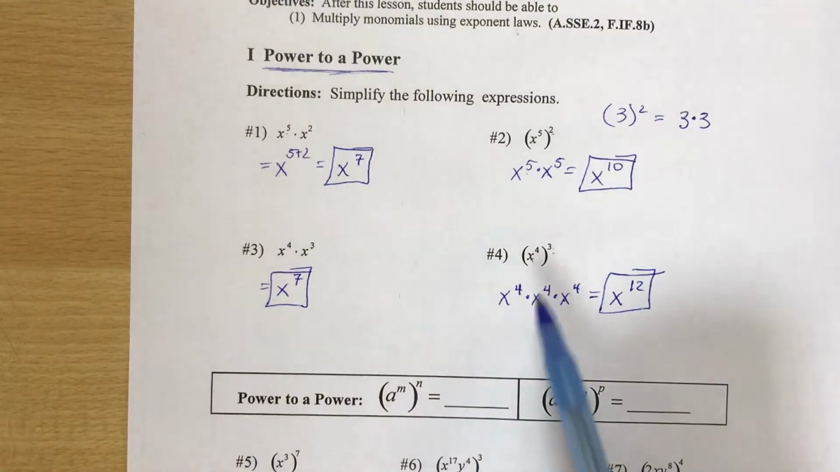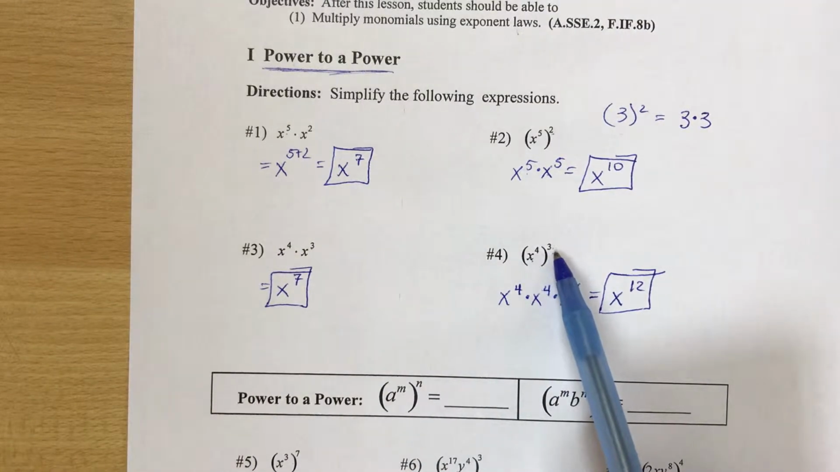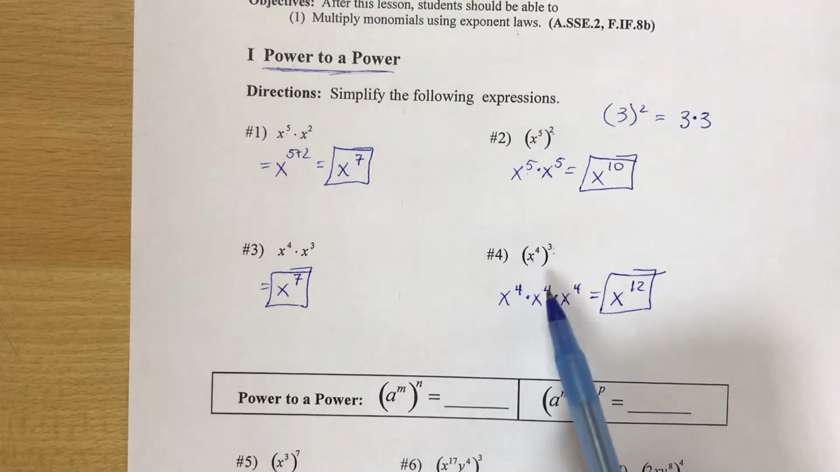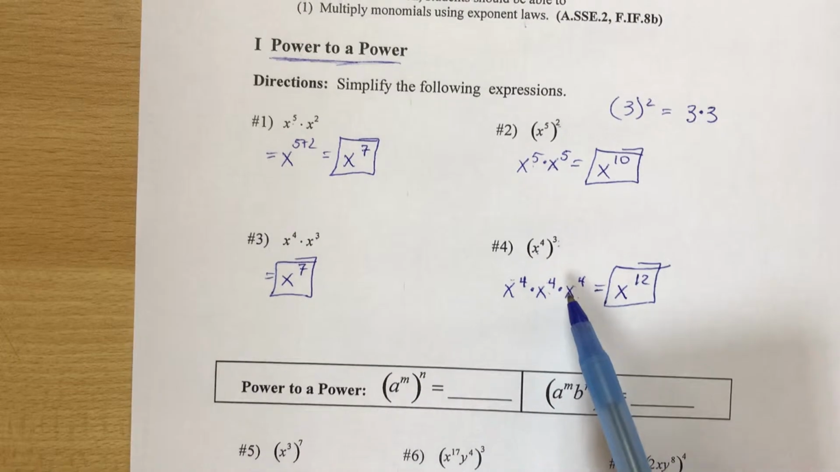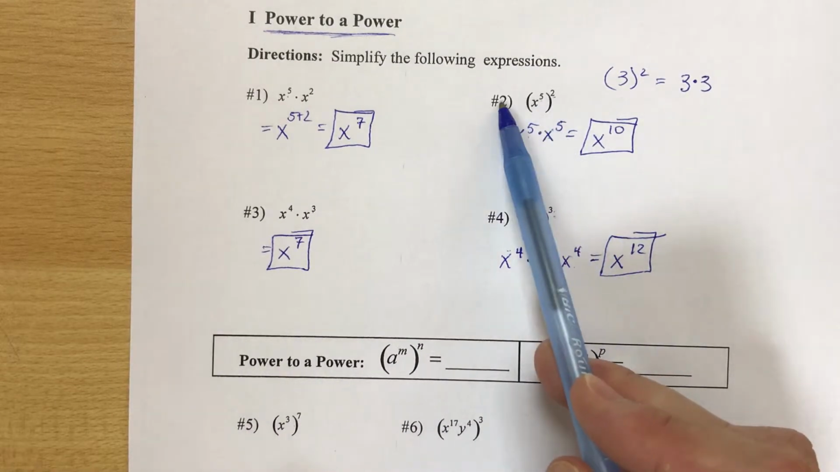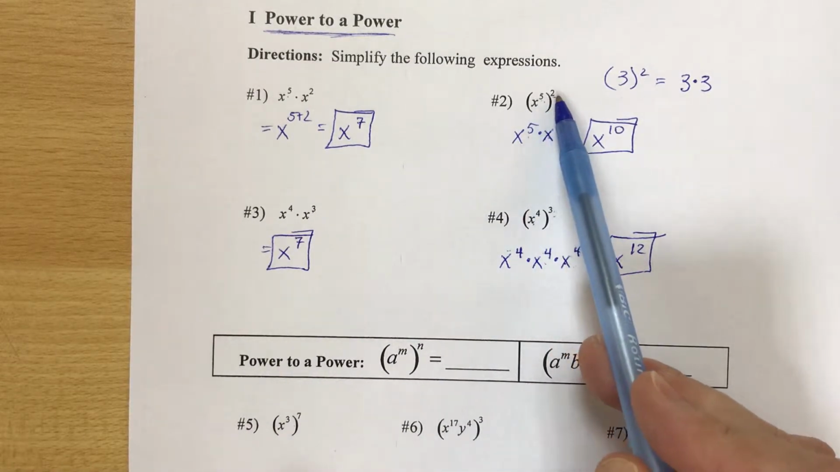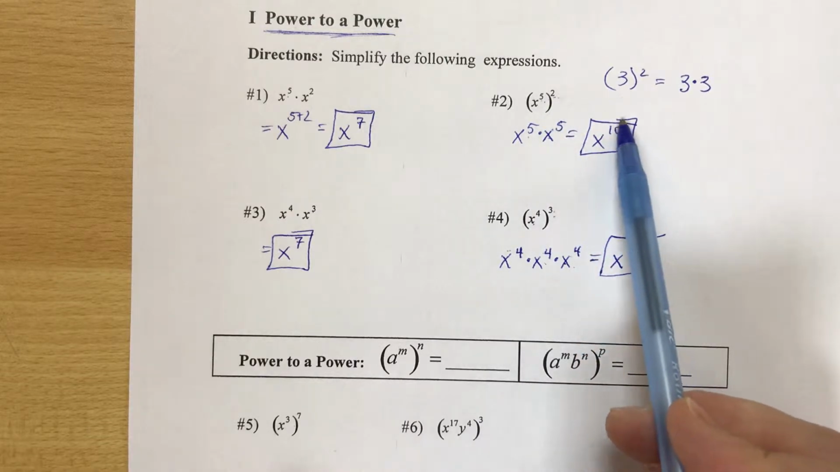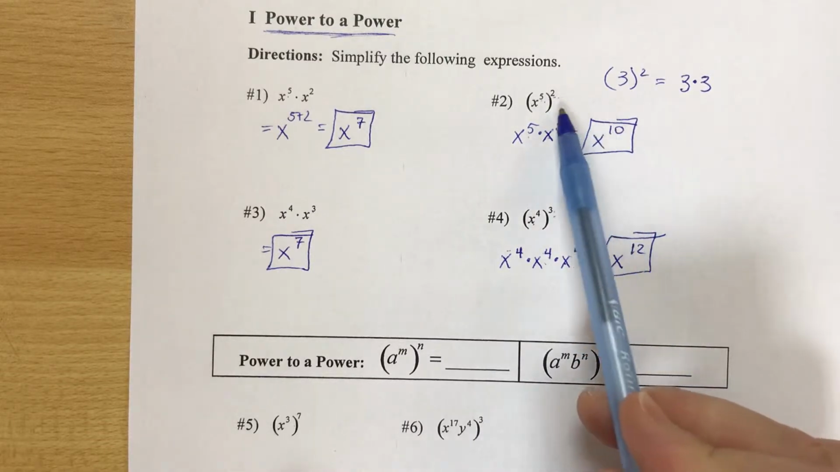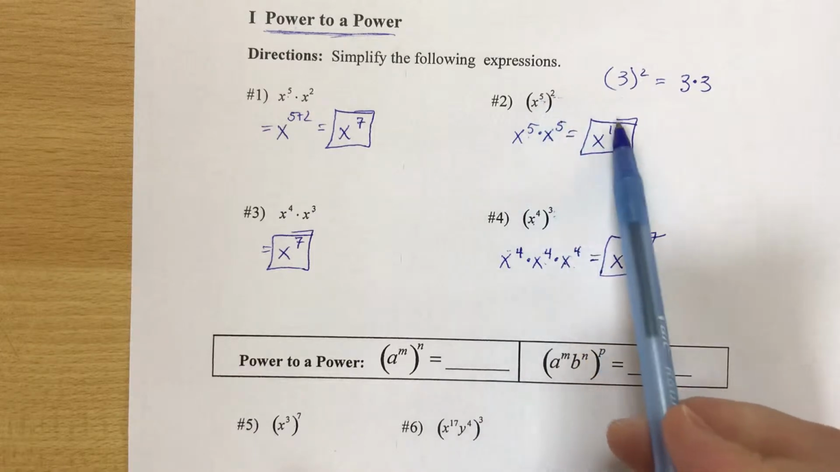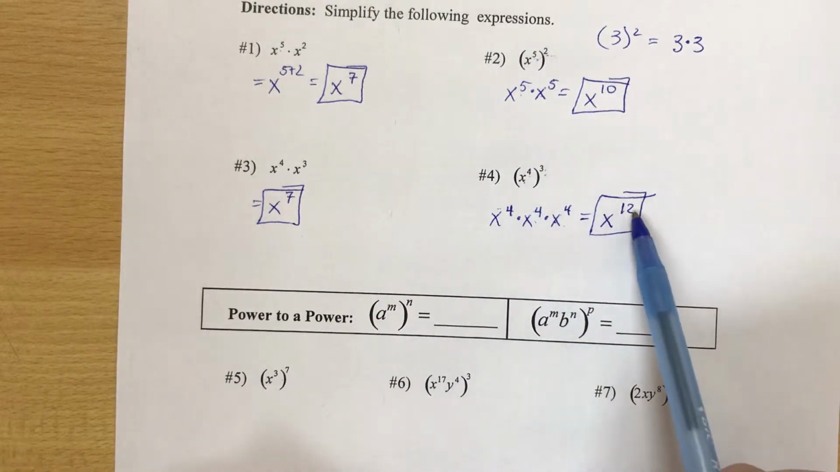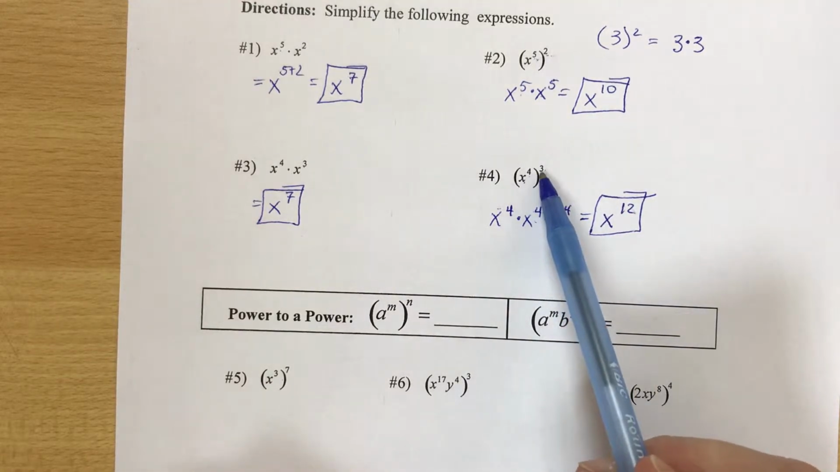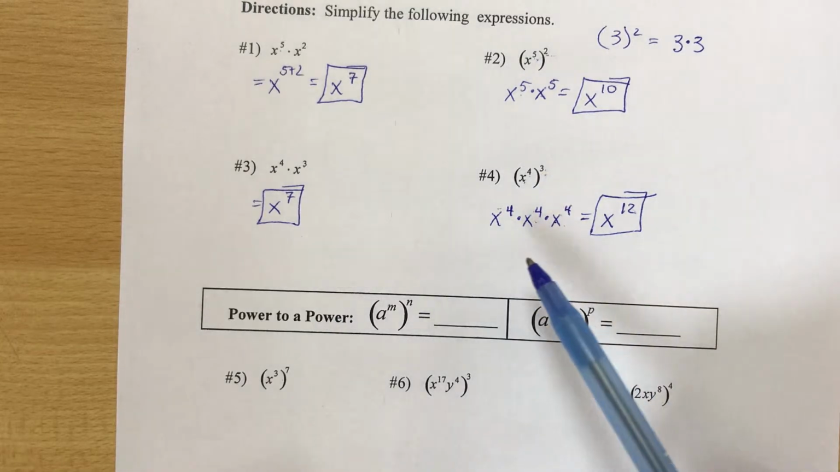Now, obviously, if this was to the 6th or the 10th or the 20th power, we don't want to write this out 20 times. So if you look at this, going back to number 2, x to the fifth raised to the second, we ended up with an exponent of 10. Wait a minute, 5 times 2 is 10. Here, 4 times 3 is 12. So does that mean that we can multiply the powers together? And the answer is yes.